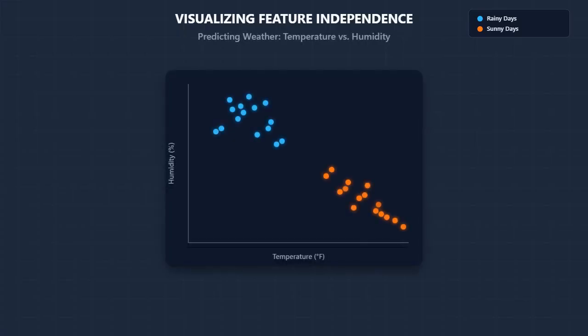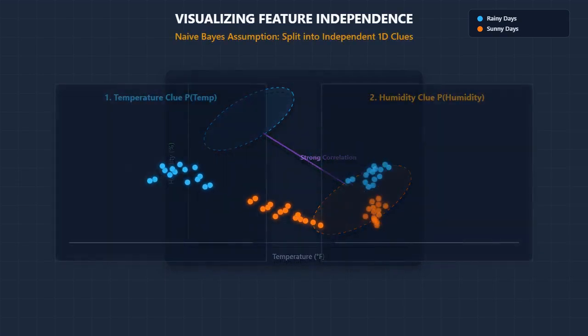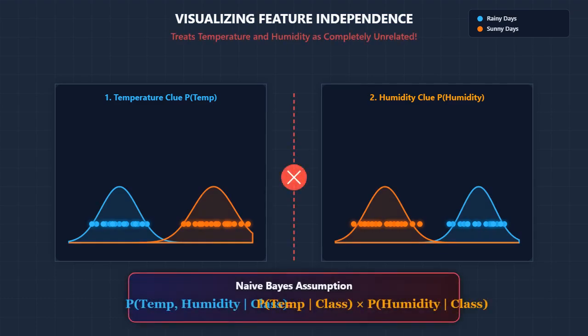Next is the likelihood, written as P of features given class. This tells us how likely we are to observe these specific features within a given class. For instance, if an email is indeed spam, what is the probability that it contains the word free? We calculate this by looking at our training data and counting how many spam emails contain the word free compared to the total number of spam emails. Because of our naive independence assumption, the joint likelihood of multiple words is simply the product of their individual likelihoods, making the calculation incredibly fast.